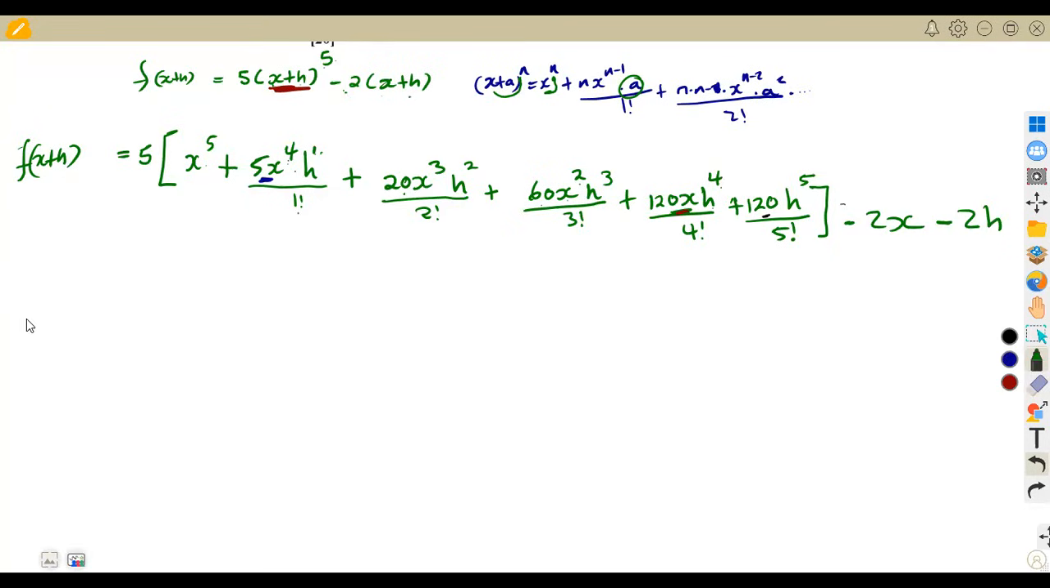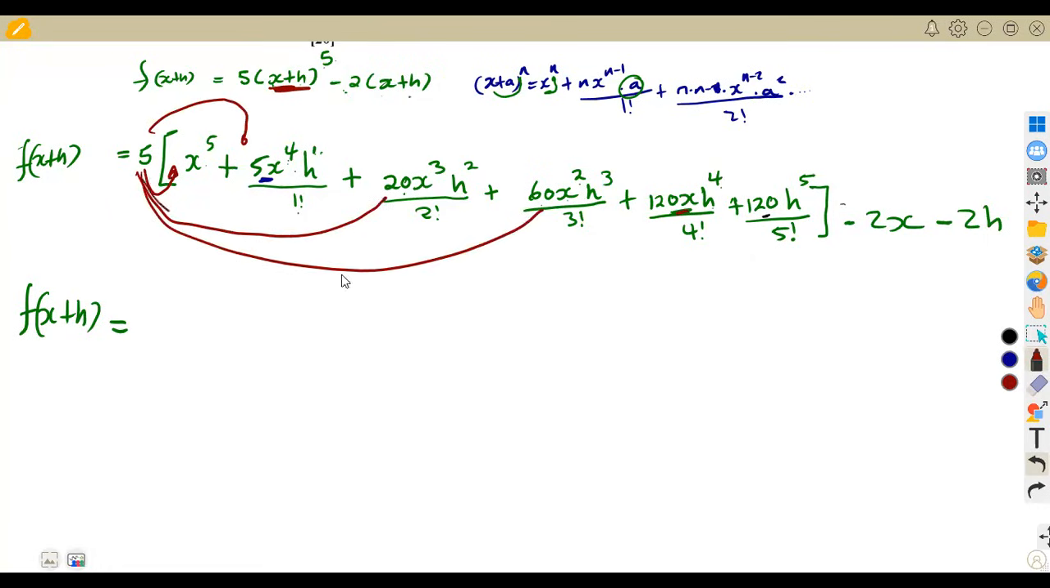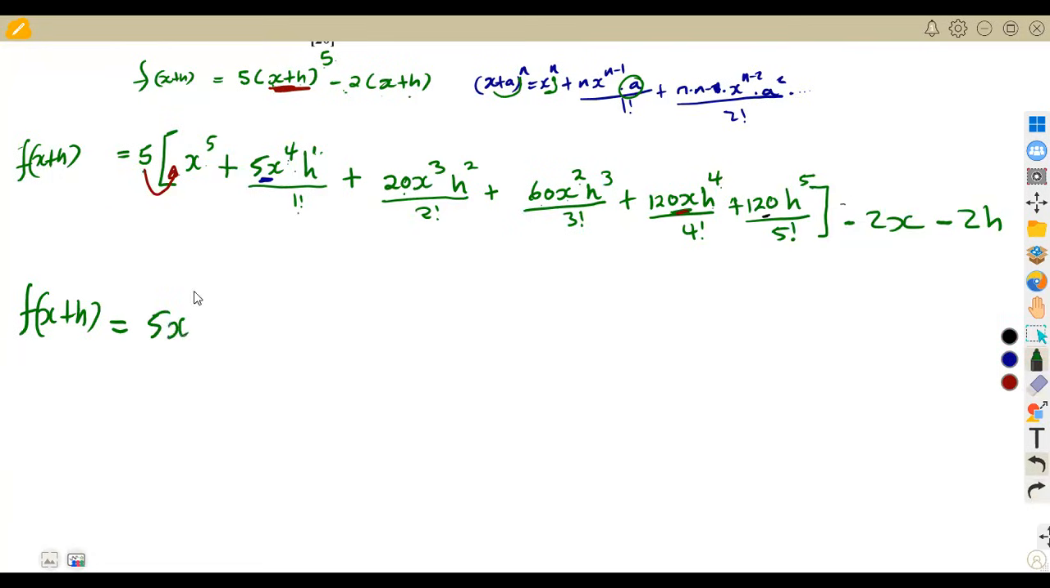So here we are going to simplify. And as we are simplifying, I want you to pay attention on this part. Please pay attention here. This is what you're going to do. 5 is going to expand every term inside. Each and every term inside the bracket is going to be multiplied by what? By 5. So here we are going to have 5 times x to the exponent of 5, which is 5x to the exponent of 5. Then it's 5 times 5 here. This is 1 factorial. 1 factorial, guys, is just a 1. So it's just 5 times 5, which is going to be 25 x to the exponent of 4h.